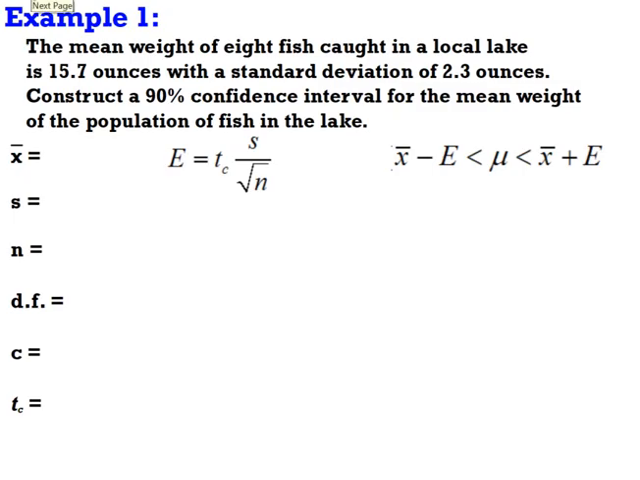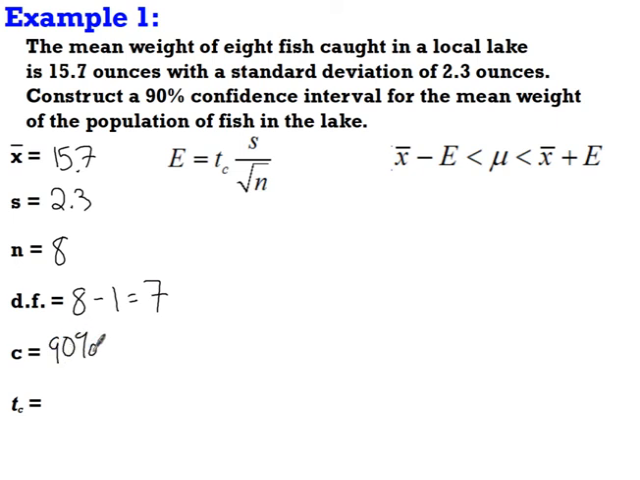So example 1: the mean weight of 8 fish caught at a local lake is 15.7 ounces. So here we go, 15.7 ounces came from a sample of 8 fish. The standard deviation from those 8 fish is 2.3 ounces, so there's your sample. Your degrees of freedom is going to be 8 minus 1, or 7, and we want to come up with a confidence interval that is going to work out for 90%.